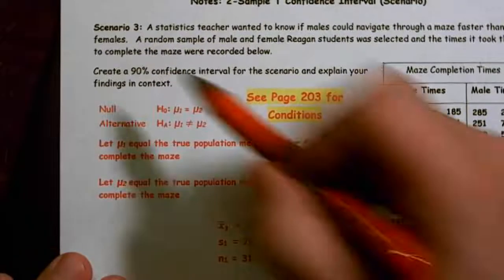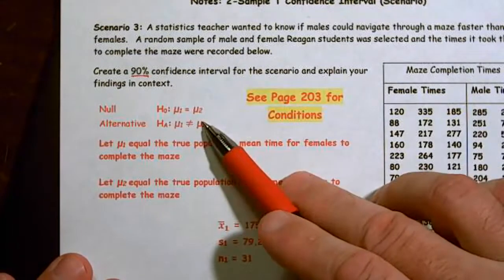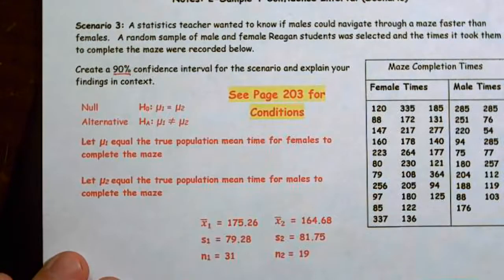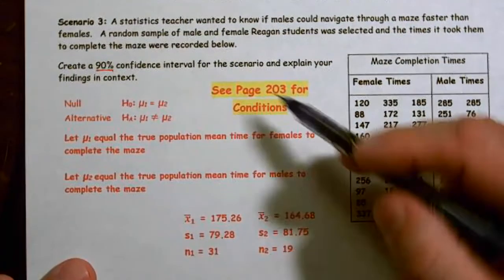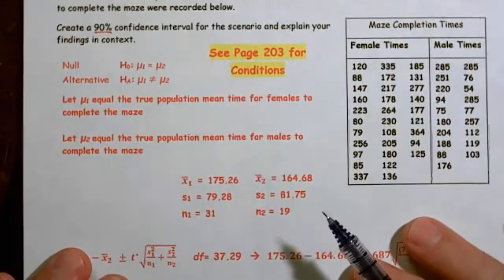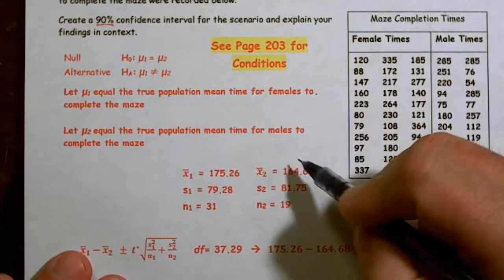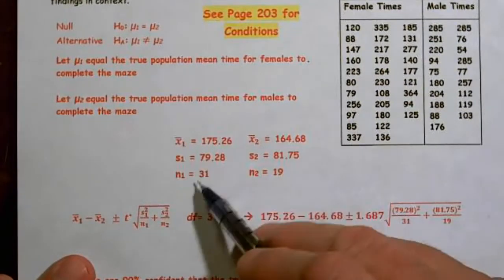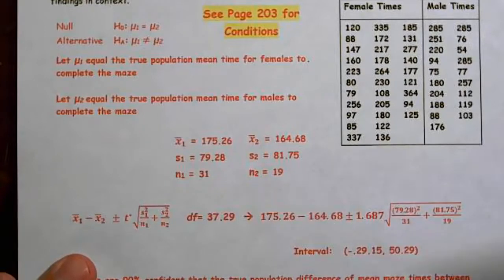So they want us to create a 90% confidence interval. And notice in this case, I went ahead and wrote mu1 equals mu2. This is not required. Sometimes it helps us out, but it's not required. I'm not going to redo the conditions. That took a lot of time, and it's in the previous part of this video or in the notes, page 2 of 3. So let mu1 equal the true population mean time for females, and mu2 the true population mean time for males. Once again, I could have gotten all this information from stat, calc, 1-var stat. And since I did that, I could start plugging it in.